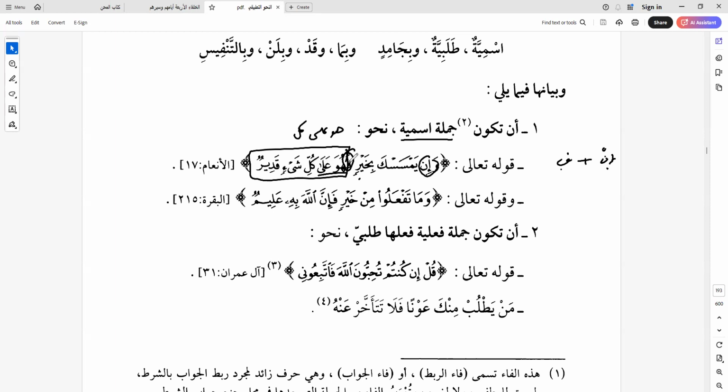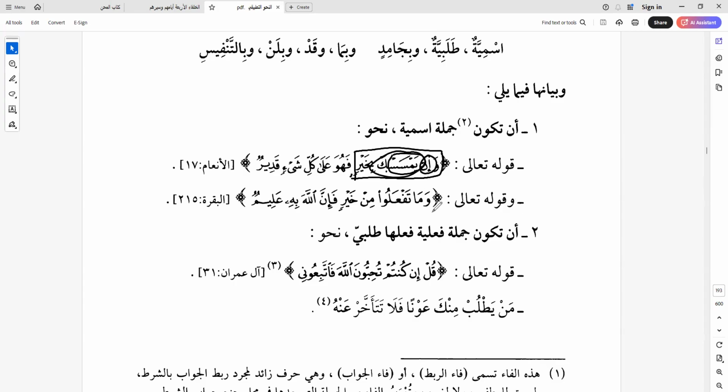So therefore, yajibu, it is required that we should pair this jawabu shart with fa. Where do we have the fail shart? The fail shart comes here. Wa in yamsaska bi khairin. أداة الشرط, فعل يمسس فعل مضارع right here. وإن يمسسك بخير فهو على كل شيء قدير.